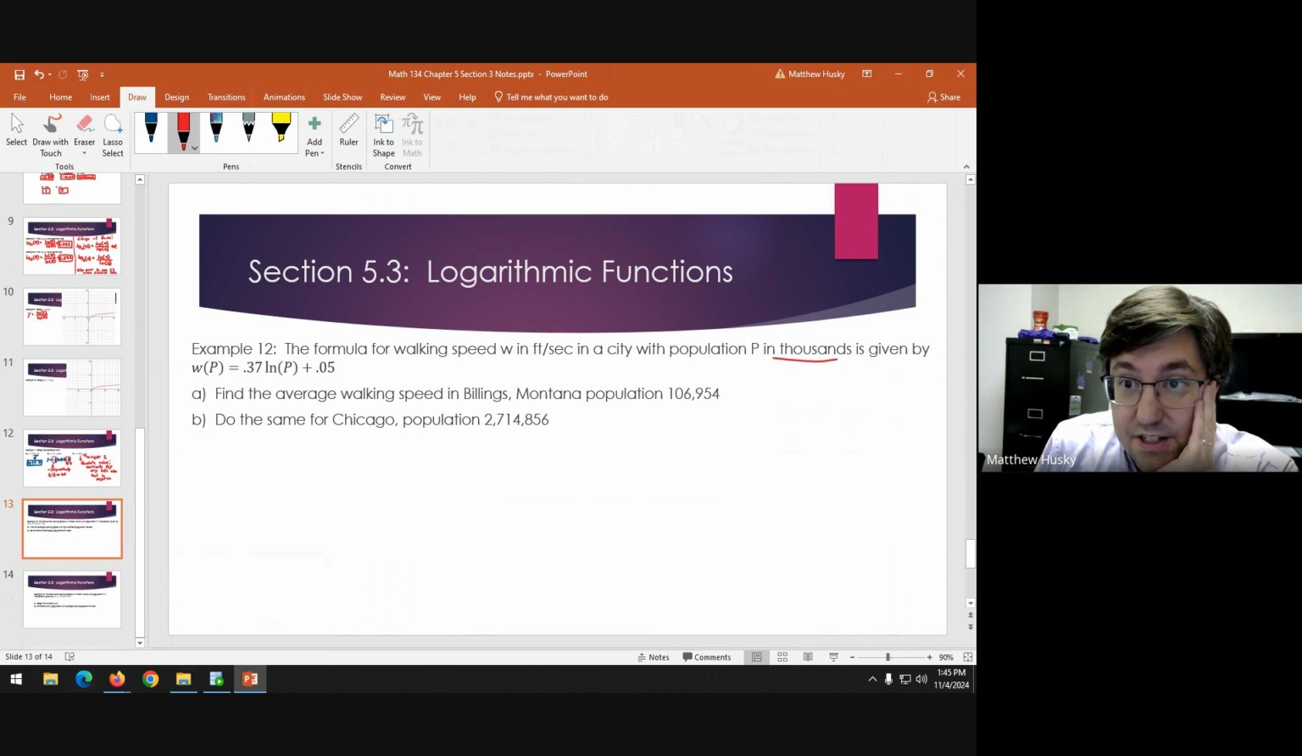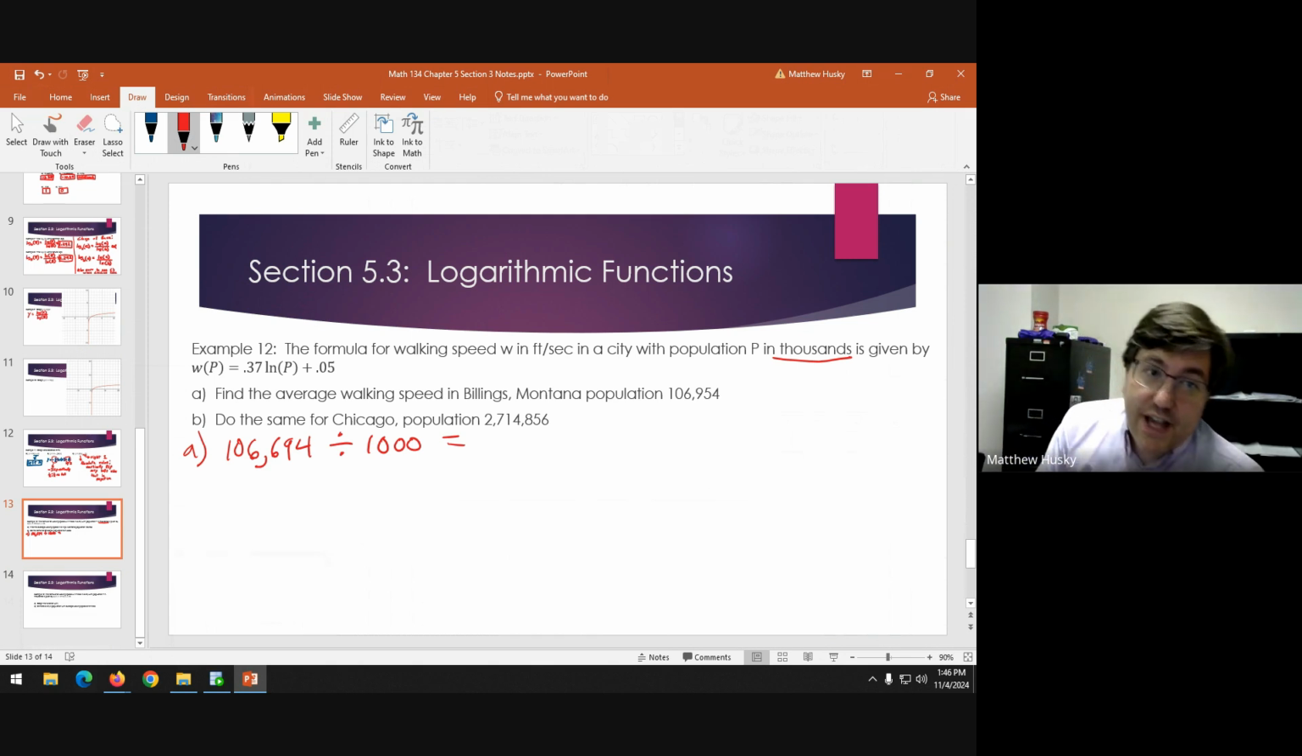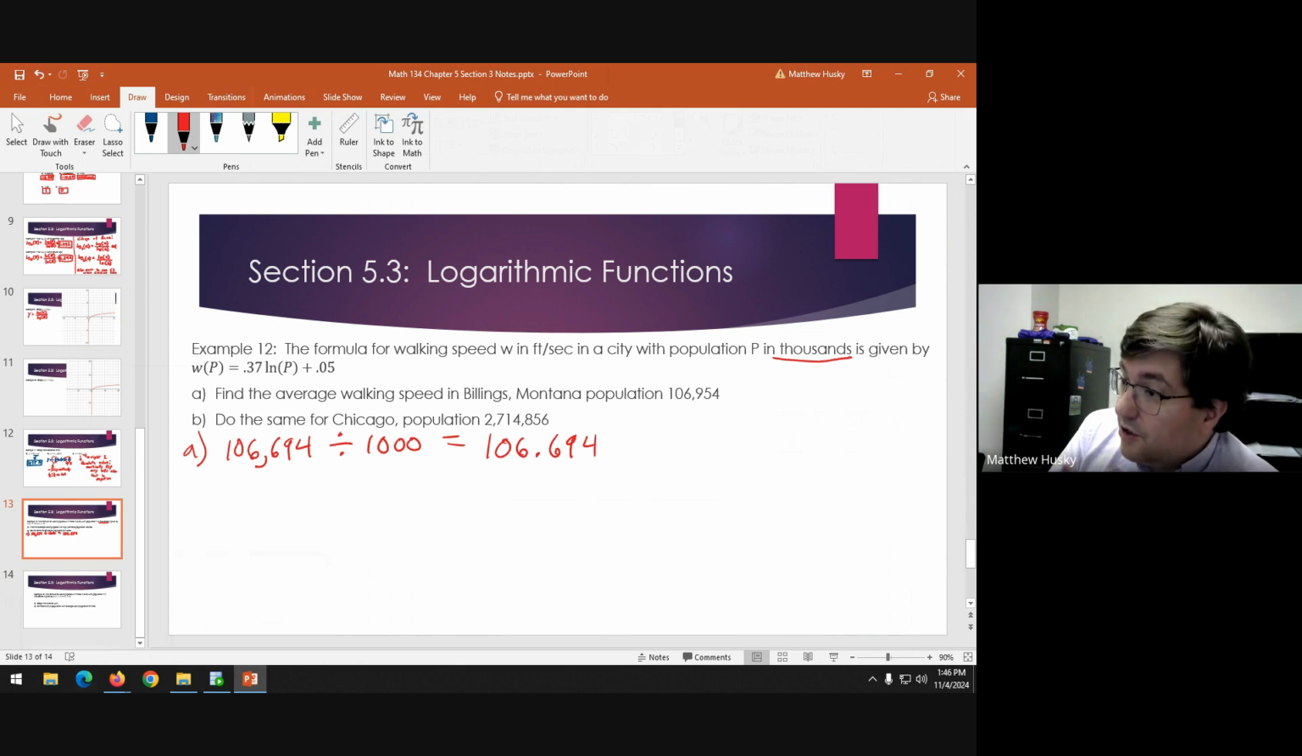106,954. So because it's in thousands, what we need to do is take the population and divide it by 1,000. Because when it says in thousands, we're not actually going to use the number that we're quoted directly. We're going to divide it by 1,000. So in this case, Billings, Montana has 106.954. We're going to put that number into the formula that they give us.